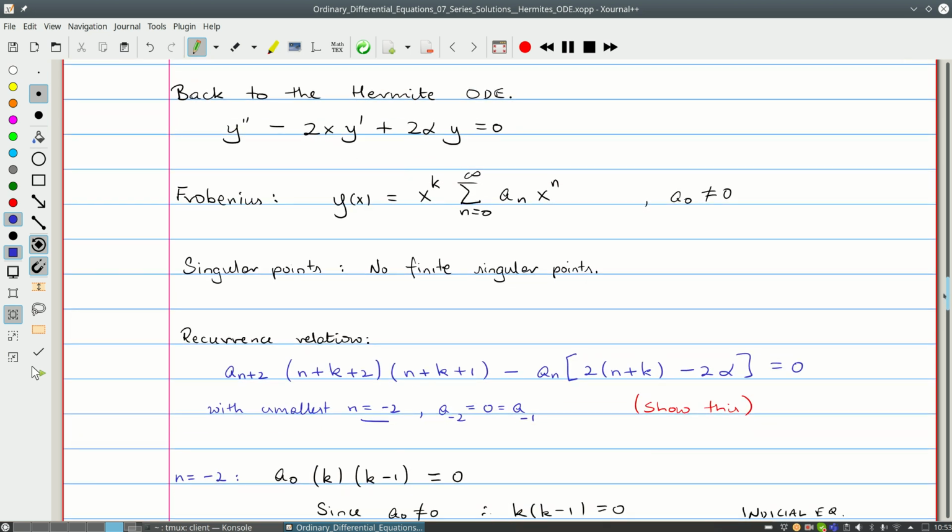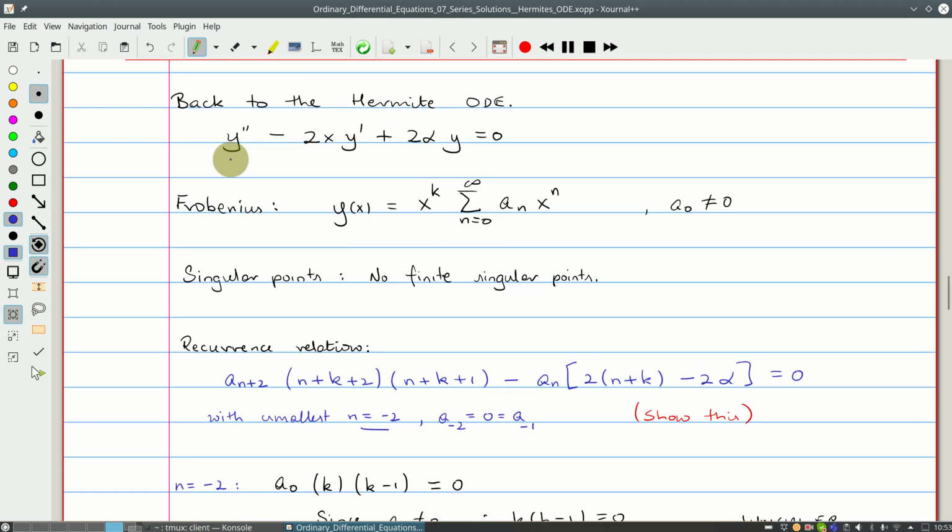So back to the Hermite equation. This is the one we need to solve before we can put the Hermite solutions into the solution for the Schrodinger equation. So y double prime minus 2x y prime plus 2 alpha y is 0. That's our equation. We're going to use the method of Frobenius.